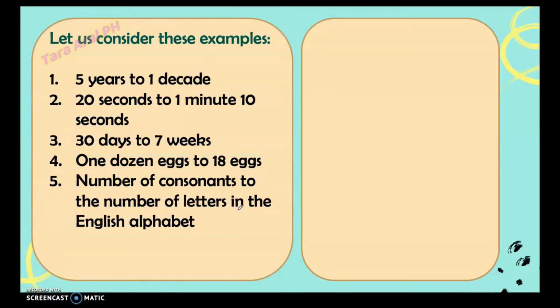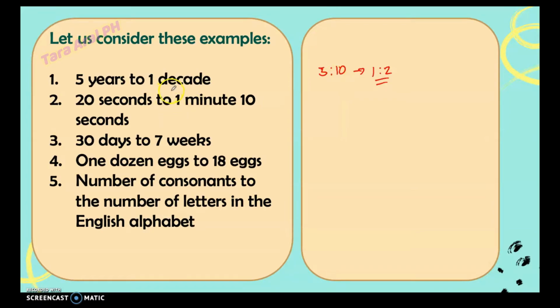Now let us consider these examples. We have 5 years to 1 decade. Note that in comparing ratios, we need the same unit. Now in this case, for 5 years to 1 decade, we need to convert years to decade or decade to years. So it's easier if you're going to convert 1 decade into years, which is 10 years. So we have 5 is to 10, and since we need to simplify, our answer is 1 is to 2.